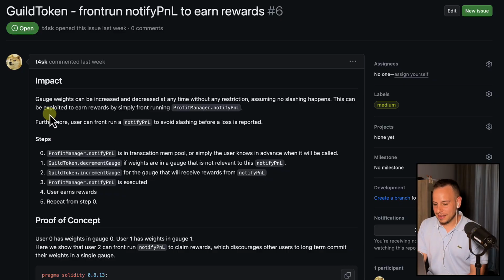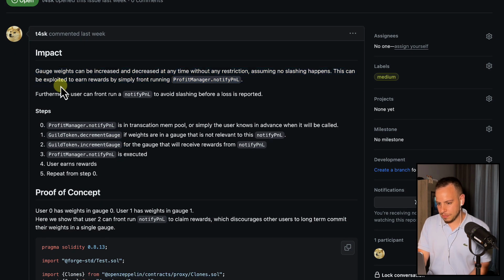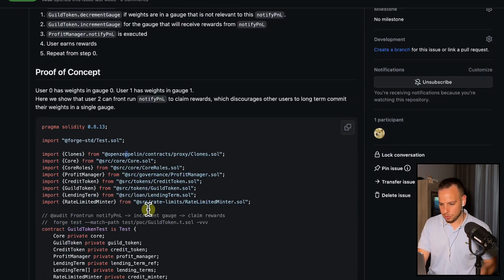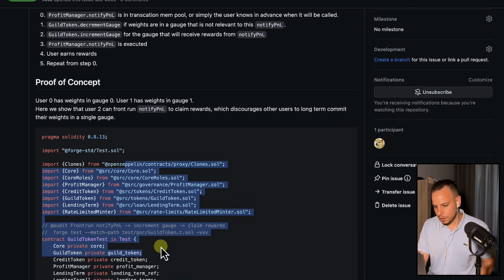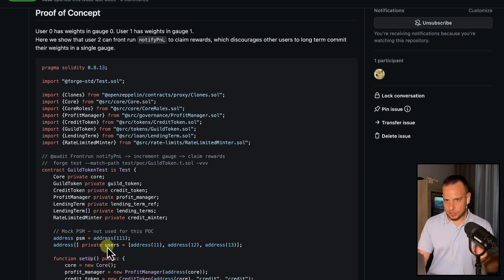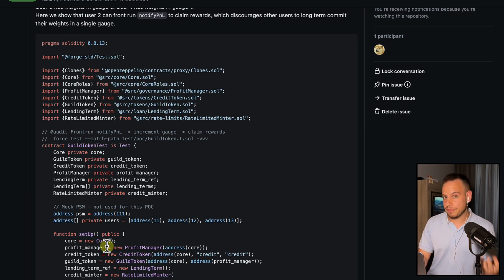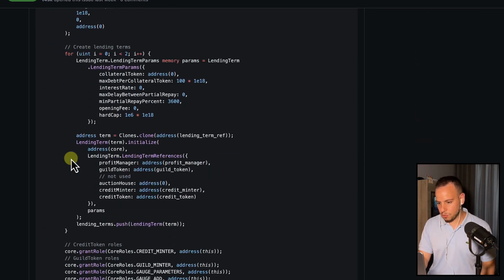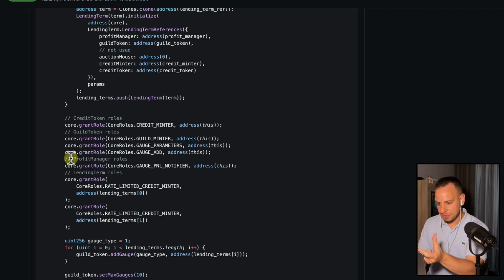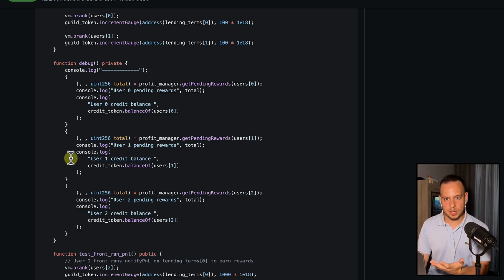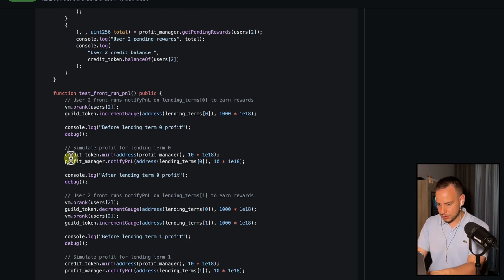So we did this brainstorming, but Taz was the one that actually validated it, saw that it works, and wrote a POC. And this is super cool. You can just front run this notifyPnl call and either steal the rewards from other users or avoid slashing. This POC shows that new profit was added and you place your transaction before, or a new loss just happened, so you unstake before the loss is going to slash your guild tokens or credit tokens.